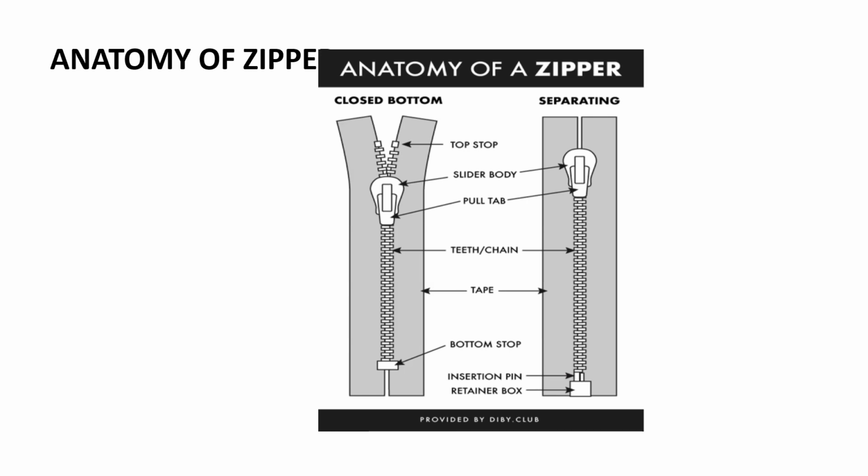And what do we mean by the tape, what is the bottom stop, what is the element, in all this aspect of the teeth, or the chain, whatever you call it. Those things are important to understand when you are talking about the anatomy of a zipper.